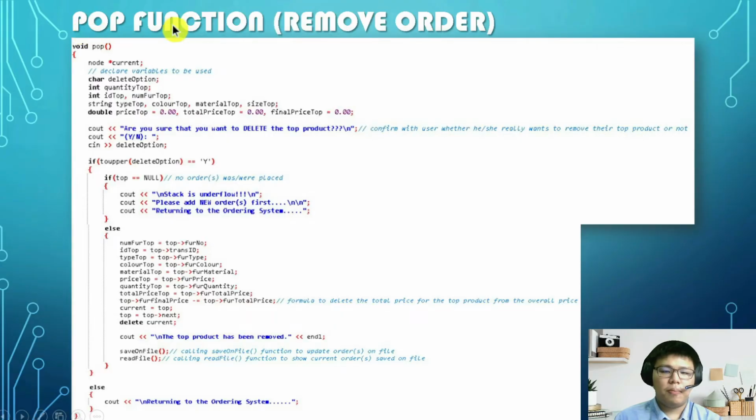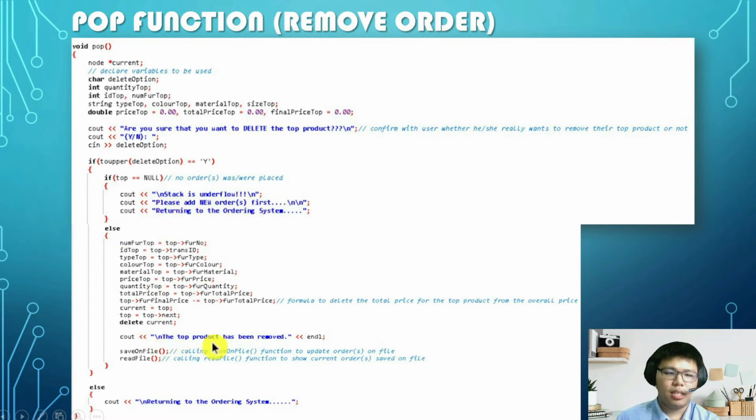We will use the pop function to remove a user placed order. The necessary variables are declared. We will confirm with the user before deleting an order. If they choose yes, the system checks whether the stack or order list is empty. If it is empty, then the system will display a message: stack is underflow, please add new order first, and return the user to the ordering system.